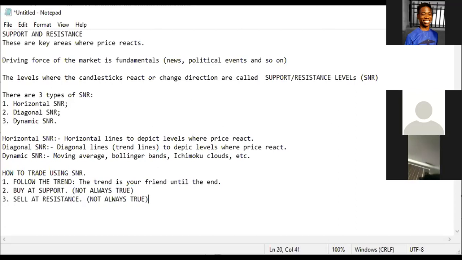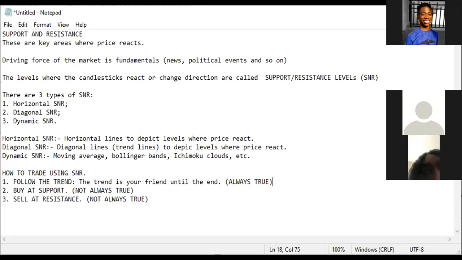Same thing applies here. Not always true. Okay, but this one right here, always true. All right. So follow the trend is always true. You buy at support, not always true. You sell at resistance, not always true. Why did I say that?